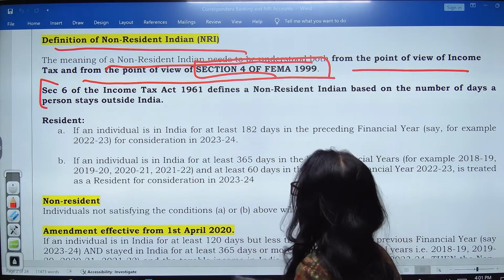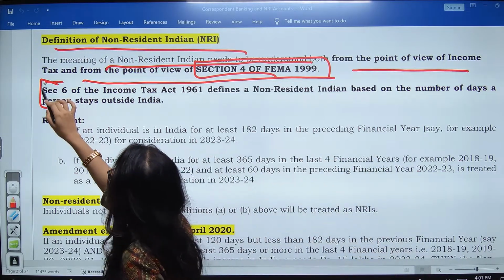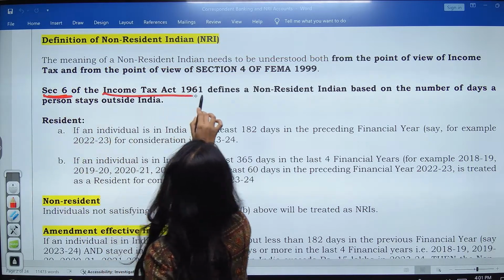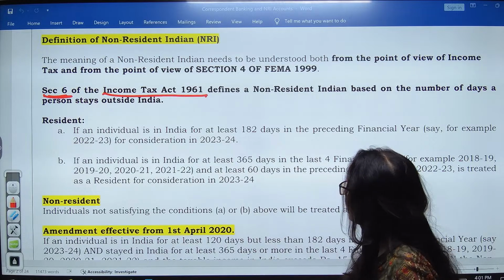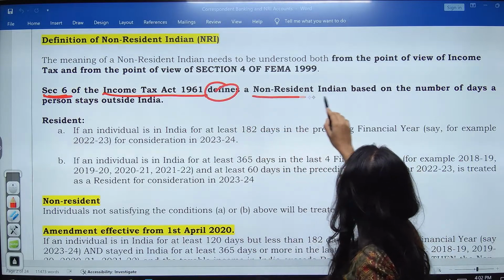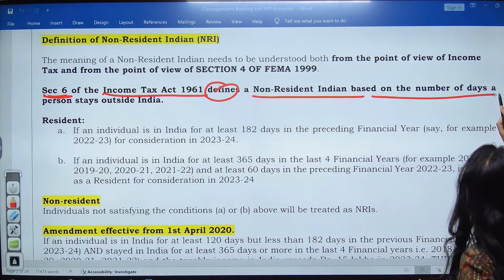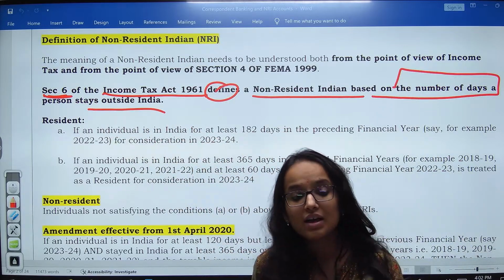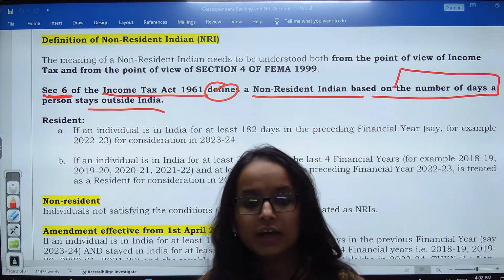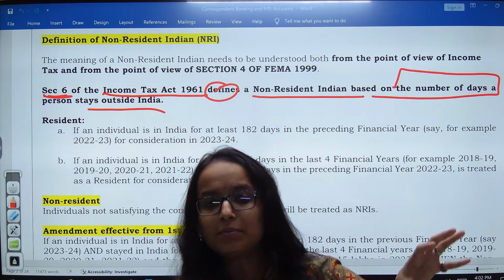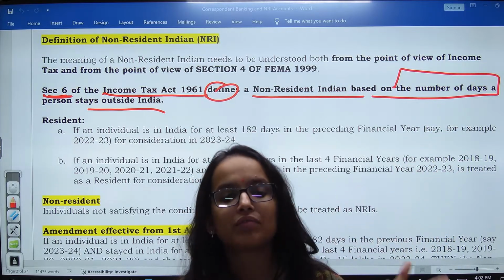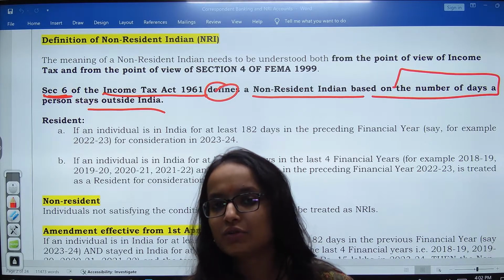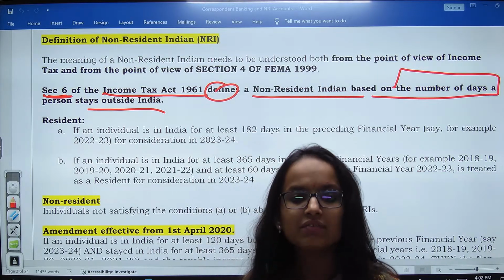Okay. So section 6 of your Income Tax Act 1961 defines a non-resident Indian based on the number of days a person stays outside India. So what is the basic criteria used in your Income Tax Act to define a person as non-resident Indian? It is the number of days you are residing in India. So this is the criteria used under the Income Tax Act 1961.